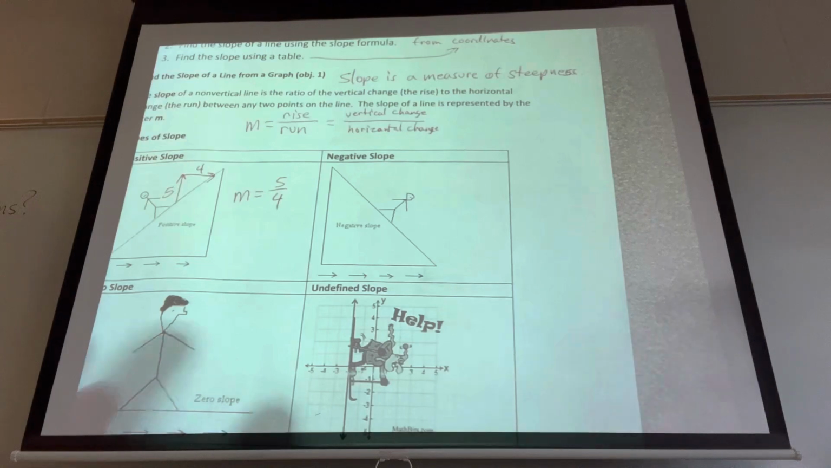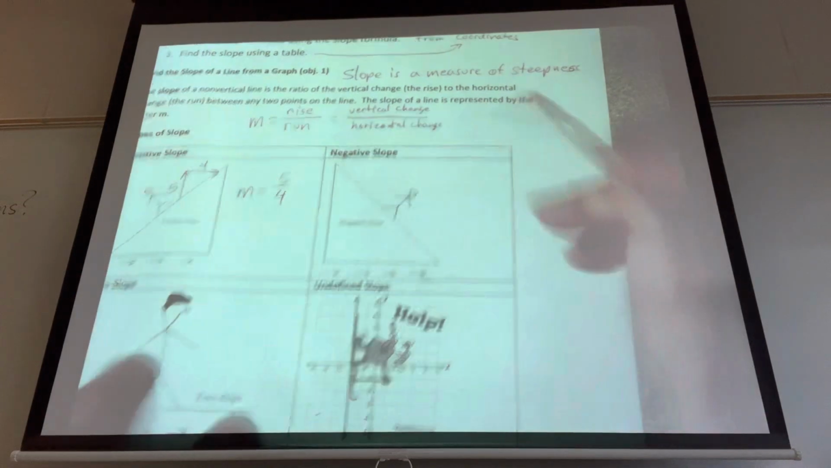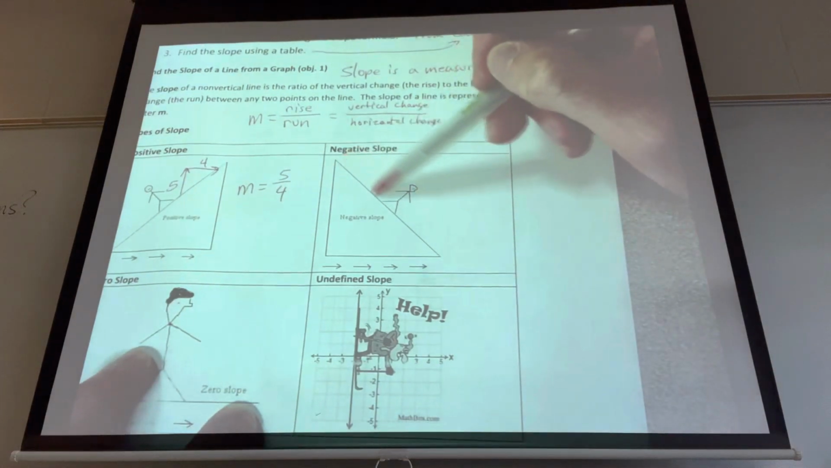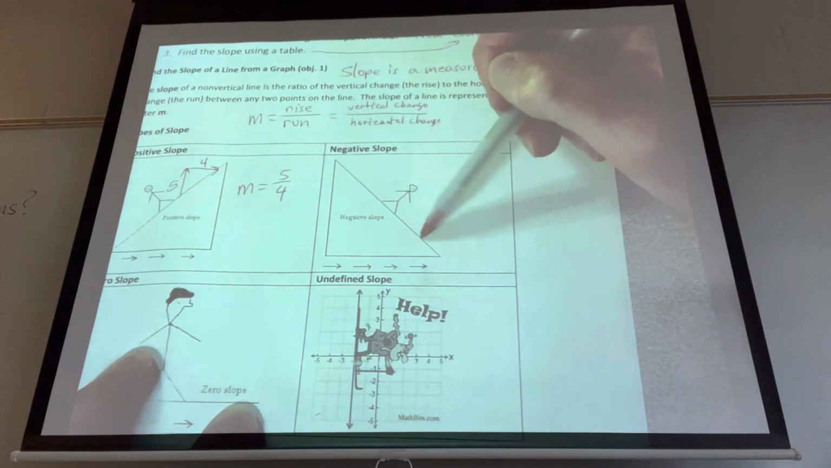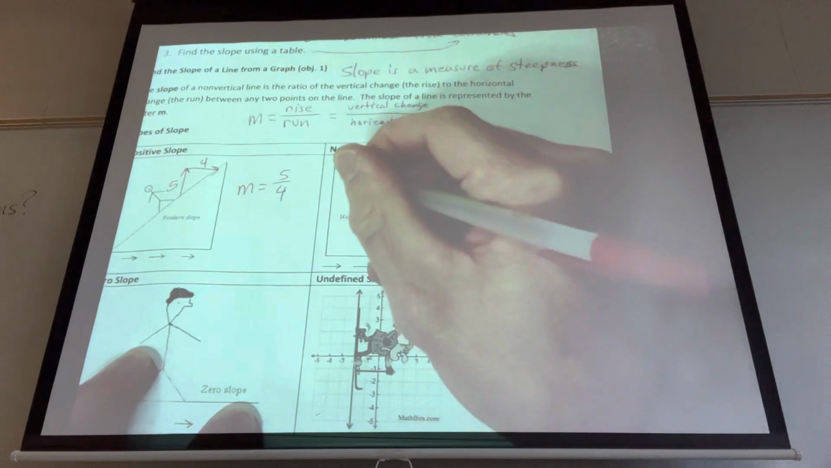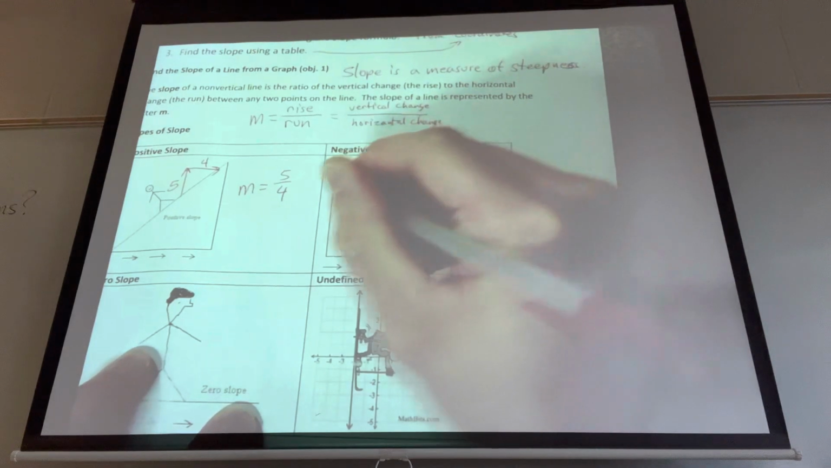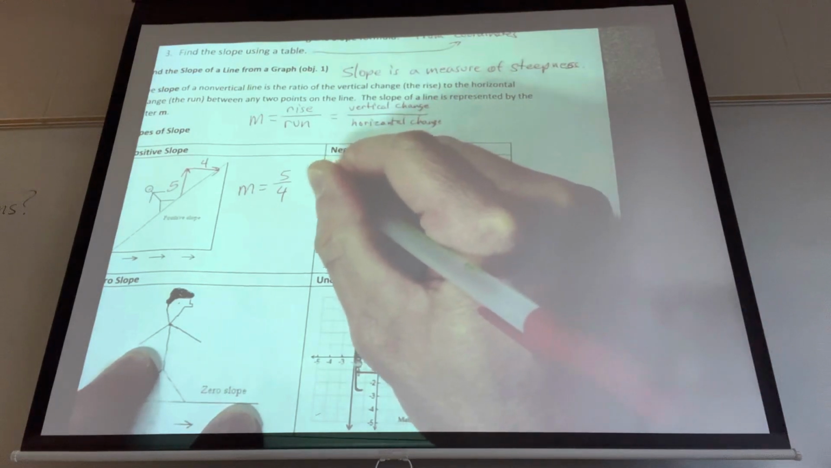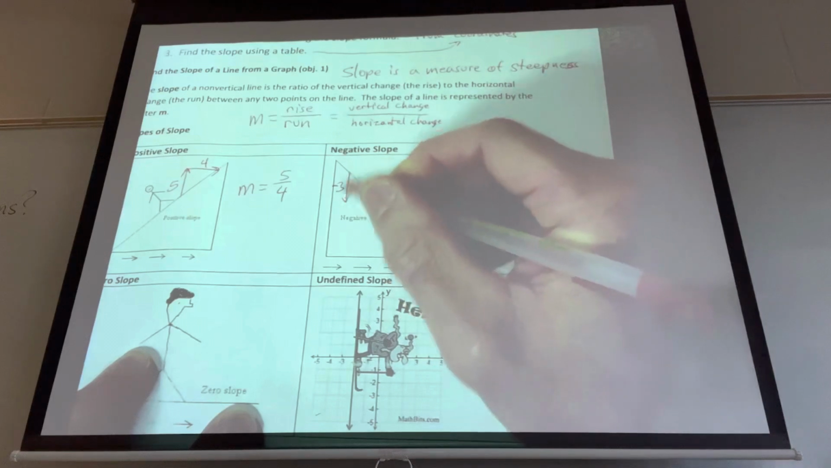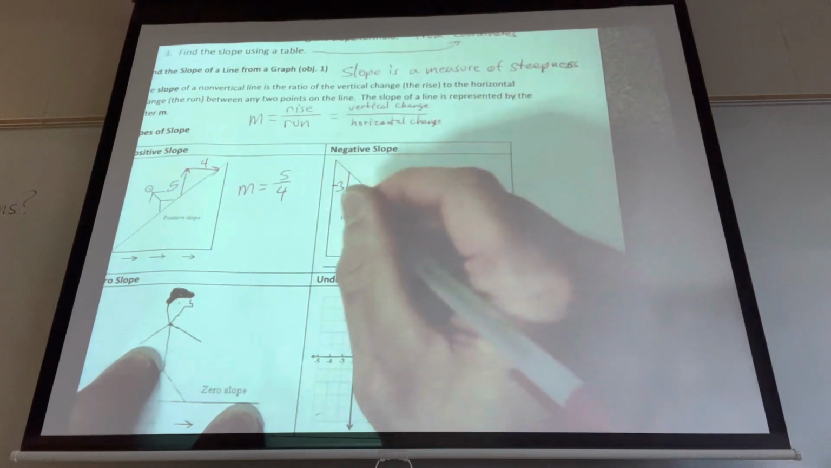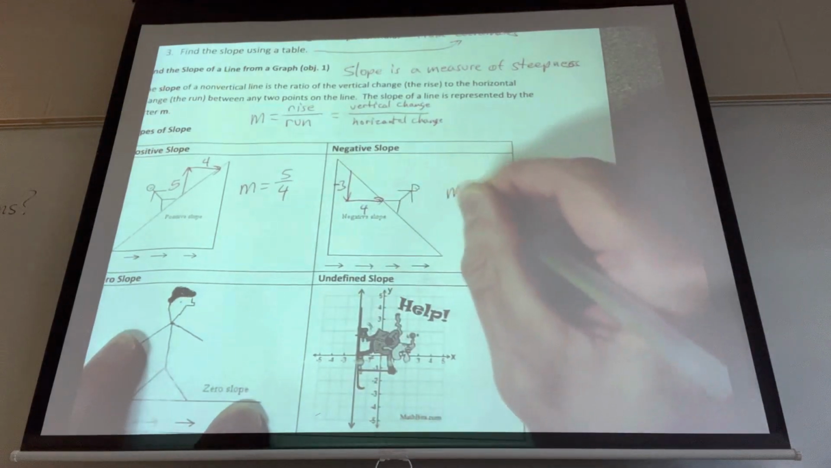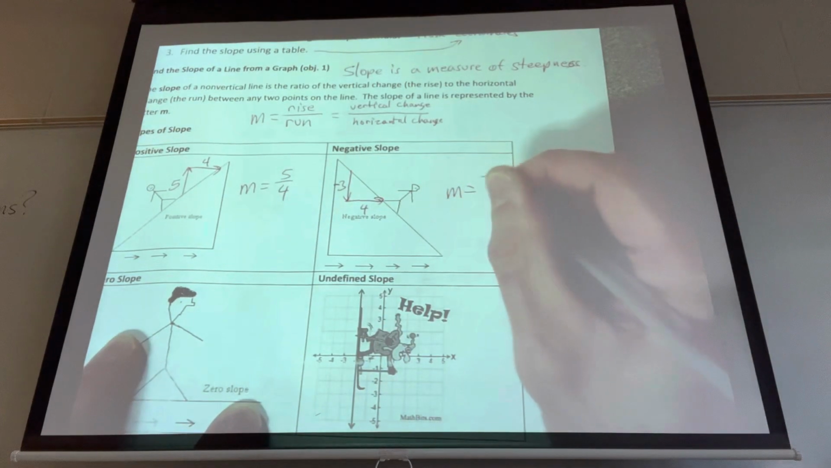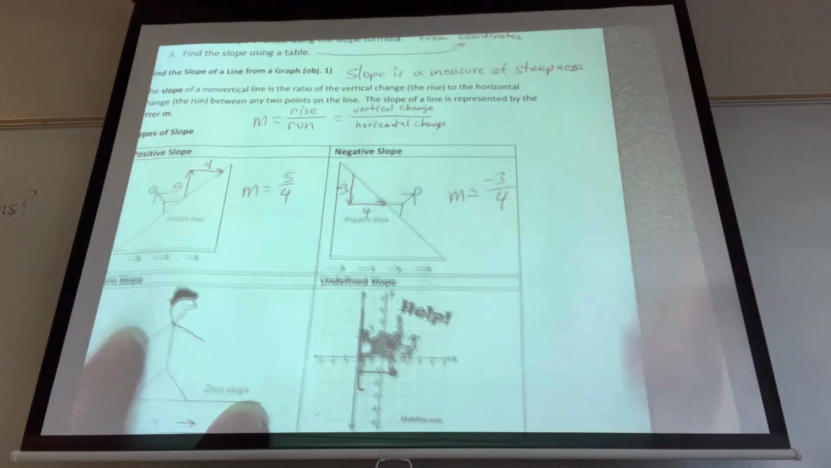But this thing is going downhill if they're going from left to right, aren't they? They're going from left to right. So you could think of it as going down 3. So since it's down 3, it's negative 3 over 4. So the slope would be down 3 and over 4.